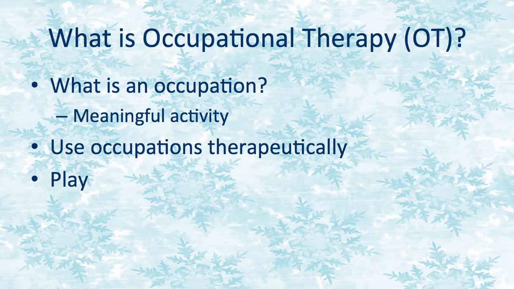What is occupational therapy, or OT? First, what is an occupation? An occupation is a meaningful activity. Occupational therapy is defined by the American Occupational Therapy Association, or AOTA, as the therapeutic use of occupations, including everyday life activities, with individuals, groups, populations, or organizations to support participation, performance, and functions in roles and situations in home, school, workplace, community, and other settings.